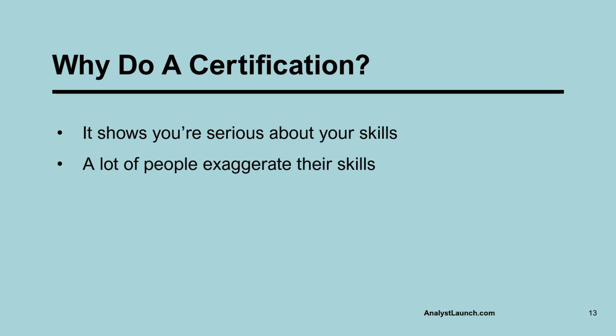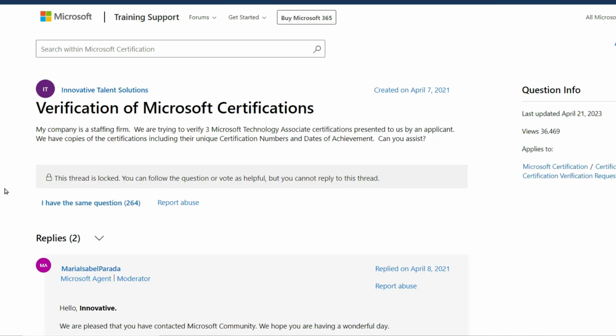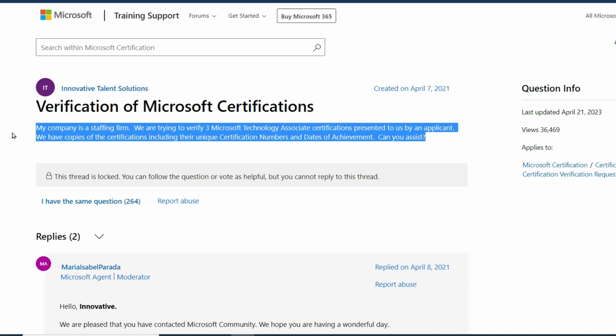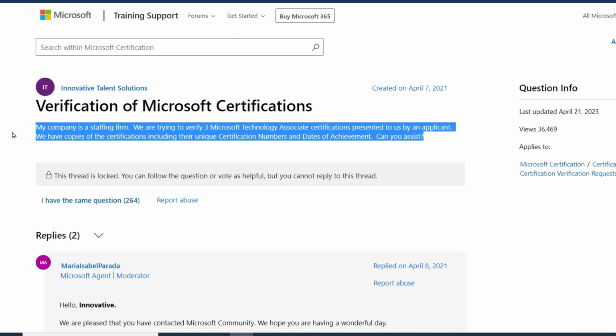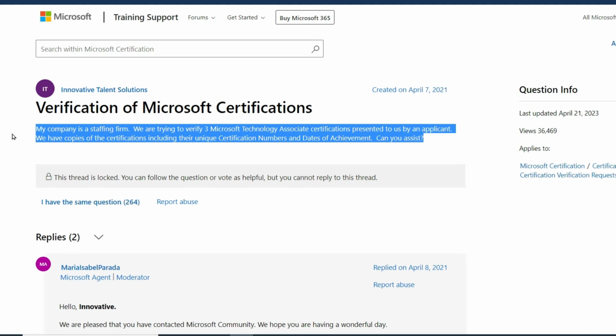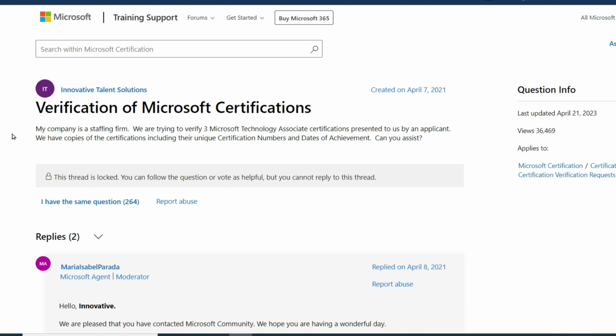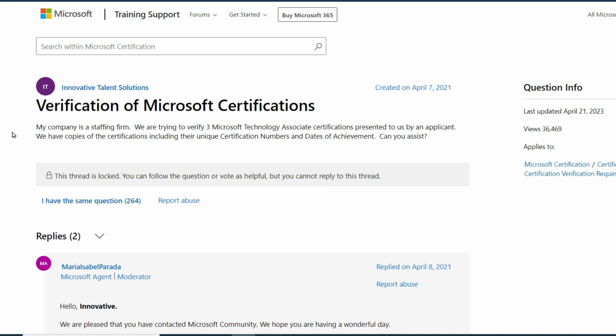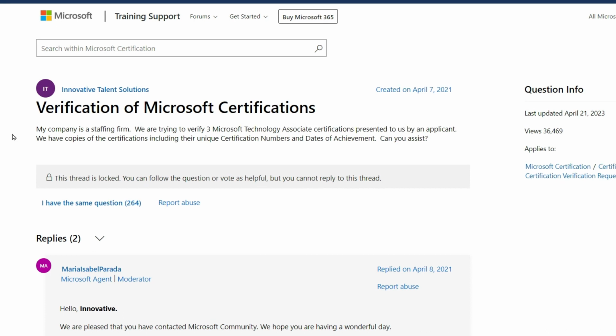Just to give you an example, let's have a quick look at this website. You can see here, this is on the Microsoft forum or the Microsoft training support site where you can ask questions. Just read what it says here. My company is a staffing firm. We are trying to verify 3 Microsoft Technology Associate certifications presented to us by an applicant. We have copies of the certifications, including their unique certification numbers and dates of achievement. Can you assist? So here we are, we have a staffing firm literally looking at the Microsoft certifications and then literally going to the Microsoft website and then verifying them. So that's the good thing about the Microsoft certs.